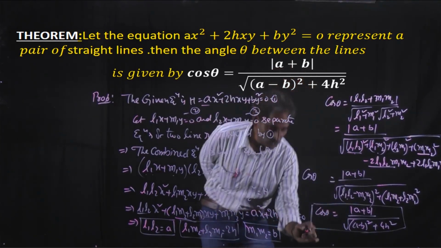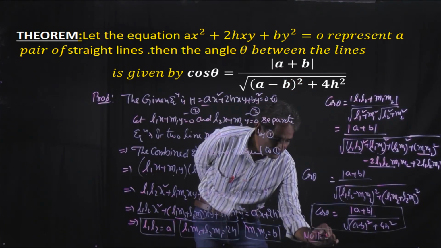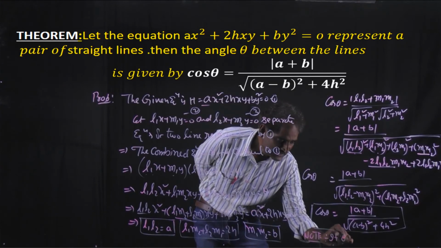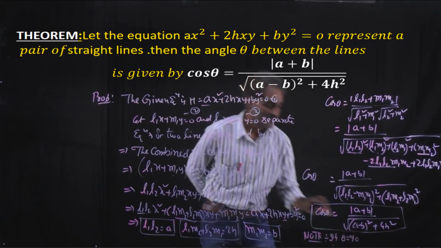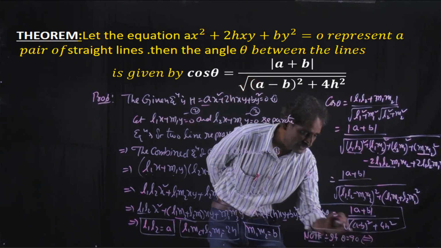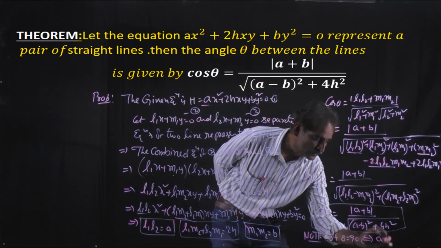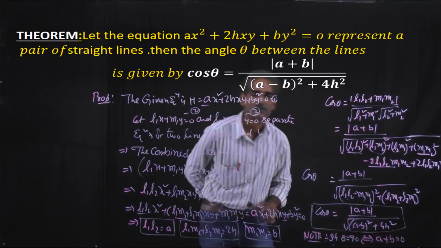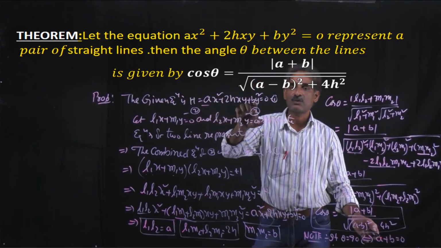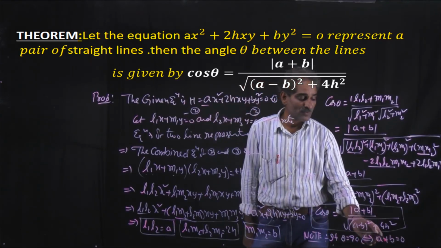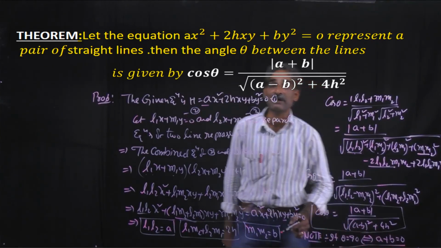Understand? So note 1: if theta equals 90, that means perpendicular lines, if and only if, what will happen? Theta 90, cos 90 is 0, a plus b equal to 0. It means a is the coefficient of x square, b is the coefficient of y square. It means coefficient of x square plus coefficient of y square equals 0 when the lines are perpendicular.